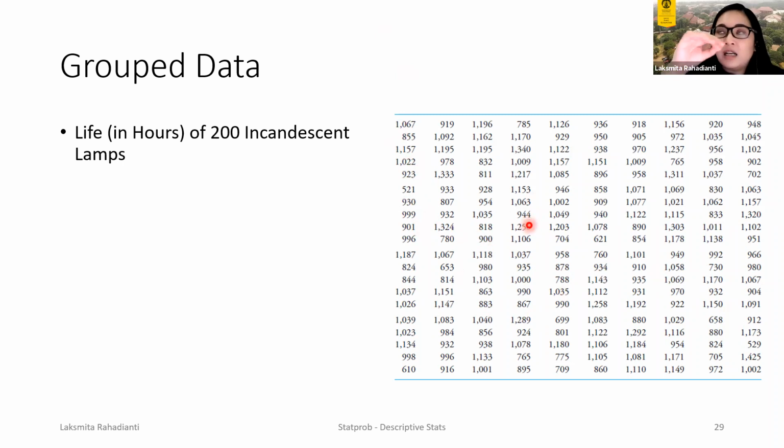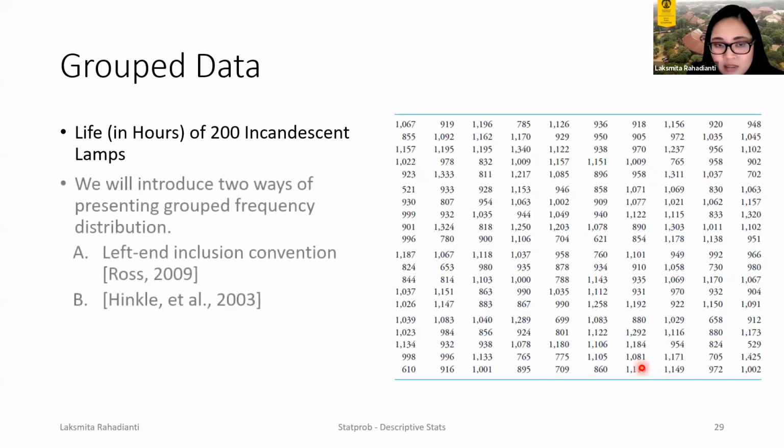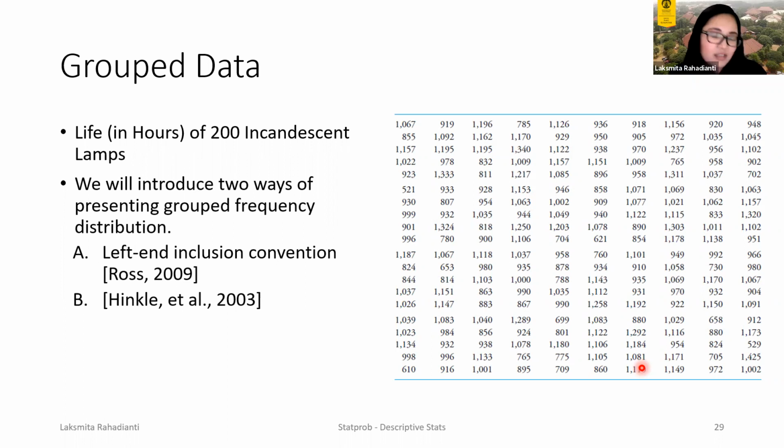It might be that for 658, I have one frequency. 659, there may be zero. There'll be a lot of zeros. My data will be very sparse. So I could group them into groups. There are two ways to do this. We are going to use two main conventions about how to make these groups.